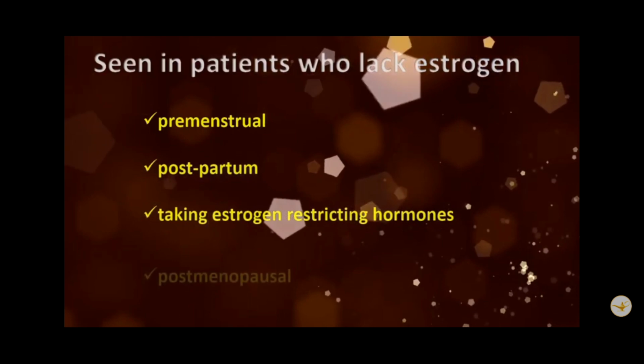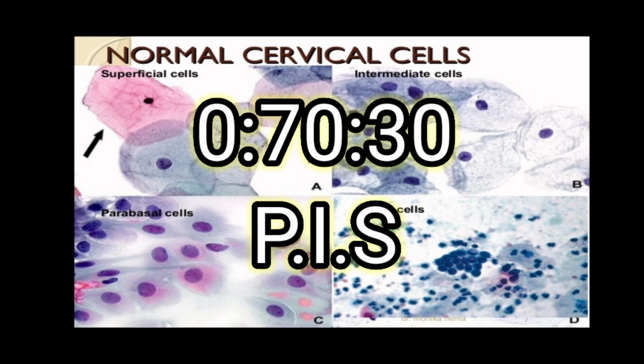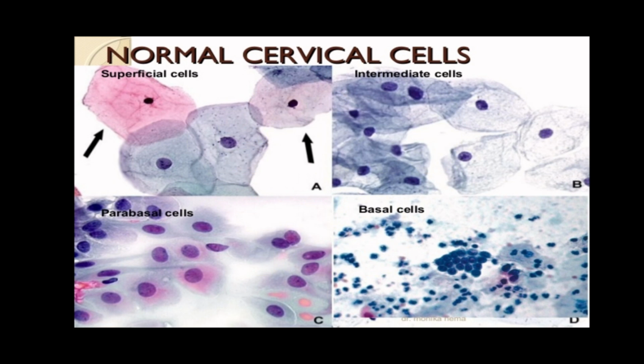When pathologists and cytotechnologists read slides like this under the microscope, they also take note of the normal maturation index, the PIS, or parabasal intermediate superficial cell ratio. So kindly write this down. The normal PIS, or parabasal intermediate and superficial cells, is 0, 70, 30. So this must be the normal ratio in order for the pathologist to know that the patient is normal or there are no underlying medical condition going on.